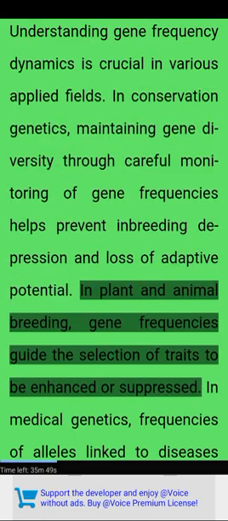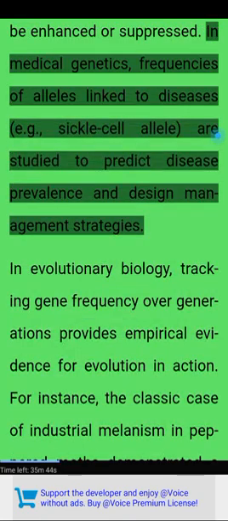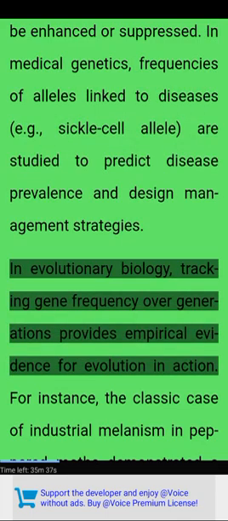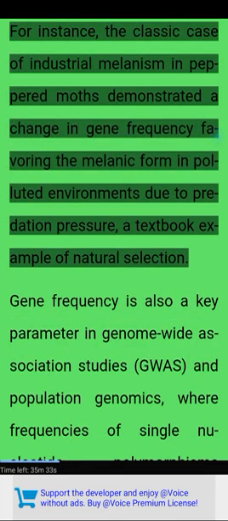In plant and animal breeding, gene frequencies guide the selection of traits to be enhanced or suppressed. In medical genetics, frequencies of alleles linked to diseases, e.g., sickle cell allele, are studied to predict disease prevalence and design management strategies. In evolutionary biology, tracking gene frequency over generations provides empirical evidence for evolution in action. For instance, the classic case of industrial melanism in peppered moths demonstrated a change in gene frequency favoring the melanic form in polluted environments due to predation pressure, a textbook example of natural selection.